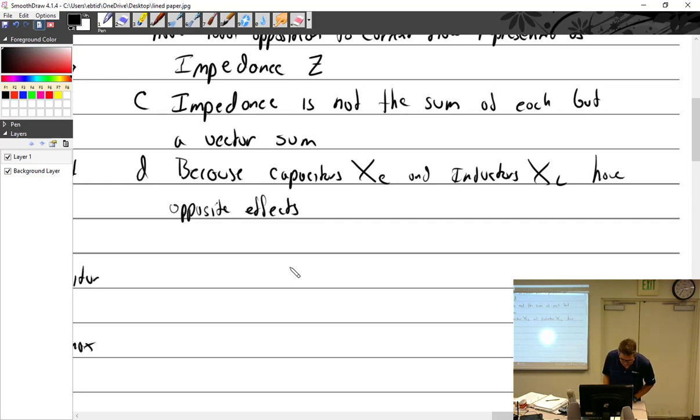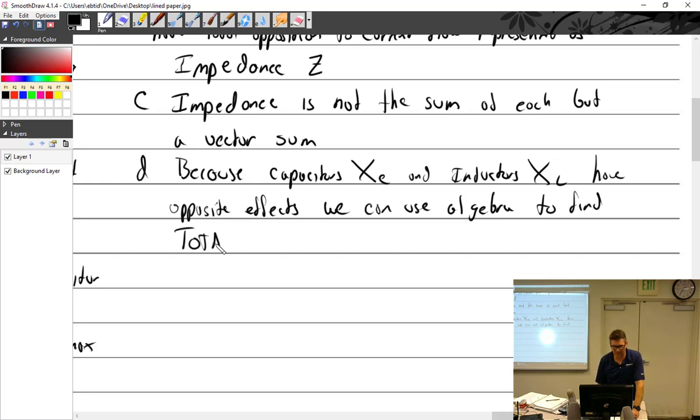So because, did I finish writing that? Because they have opposite effects. Oh yeah. You're not going to love this. We can use algebra to find, told you I wouldn't like it, total reactance for a CL circuit, but really RCL will be the same thing, for any circuit containing both capacitors and inductors.